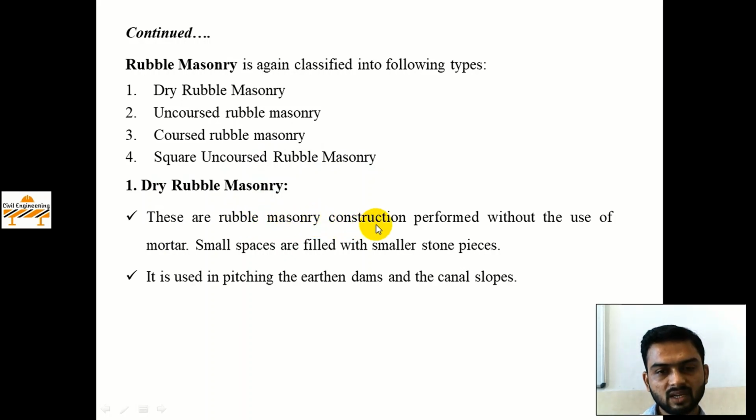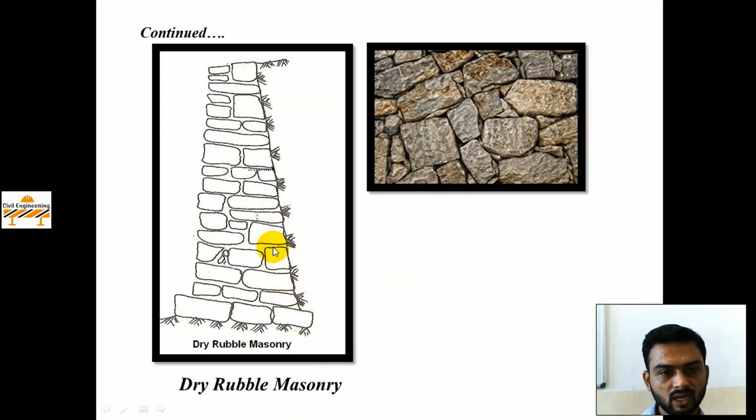Now first, dry rubble masonry. These are the rubble masonry construction performed without the use of mortar. Small spaces are filled with small stone pieces. It is used in pitching the earthen dams and the tunnel slopes. Now here you can see the pictorial view of dry rubble masonry. Here the rubbles are placed randomly.